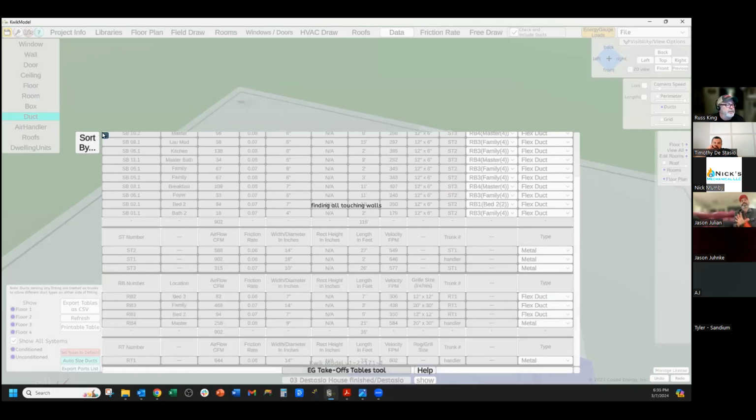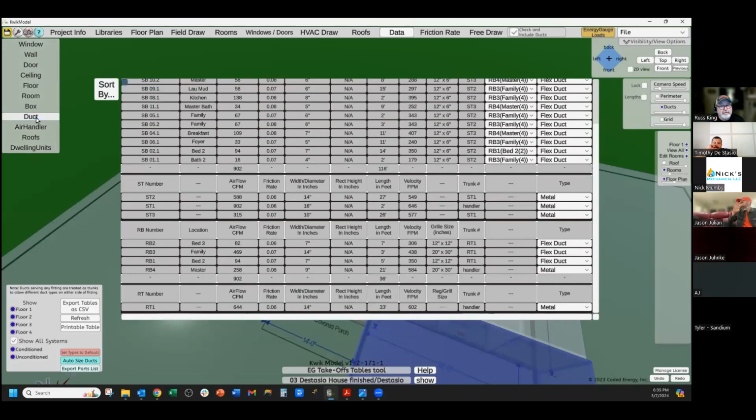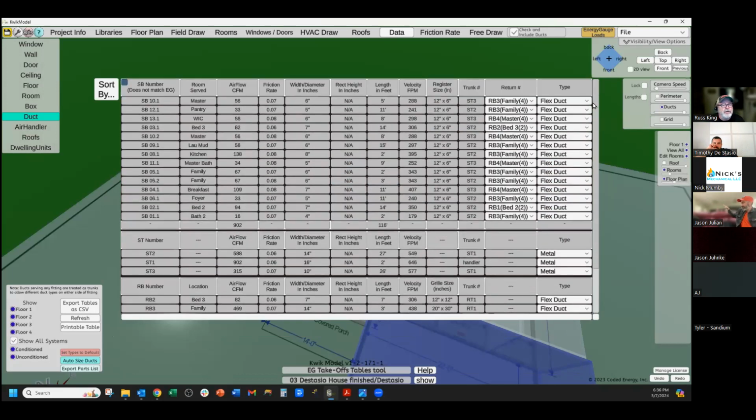And then what it's going to do, I'm in the data tab and I'm in the duct table. Here is a list of all of our ducts. Here's each room: master, pantry, walk-in closet, bed 3, et cetera. Here are all our rooms, so these are our branches. SB stands for supply branch. It's got to move 56 CFM. It's got a 0.07 friction rate.